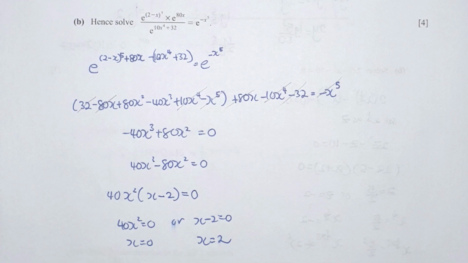As for part B, you'll be using your indices rule here. I first transform multiply into plus and divide into minus. After the rearrangement, you should be getting negative 40x cubed plus 80x squared equals 0. I get rid of the negative by multiplying negative on both sides, and I extract 40x squared from it. So the balance that we should have in the bracket will be x minus 2. So your x final values will be 0 and 2.